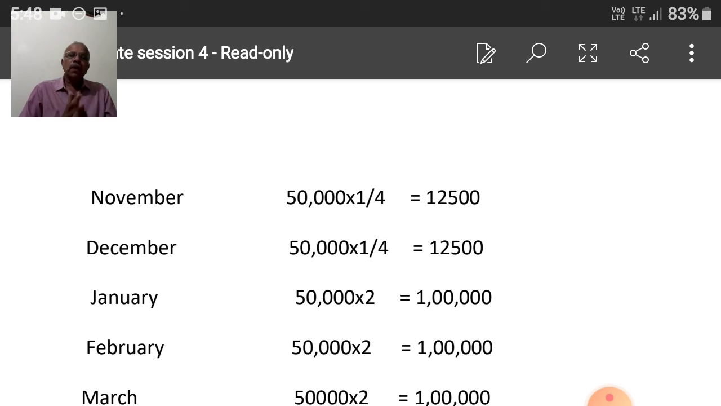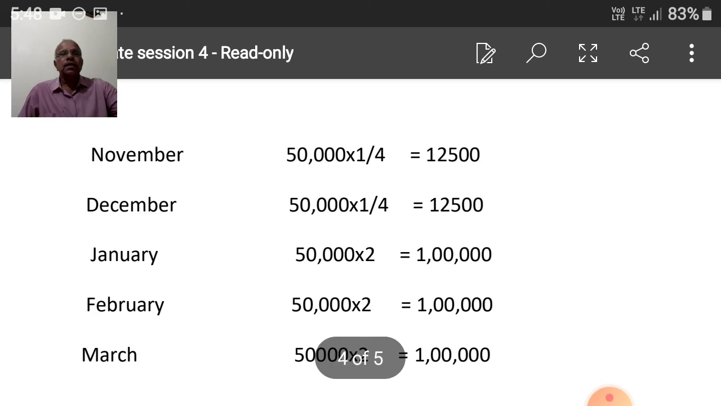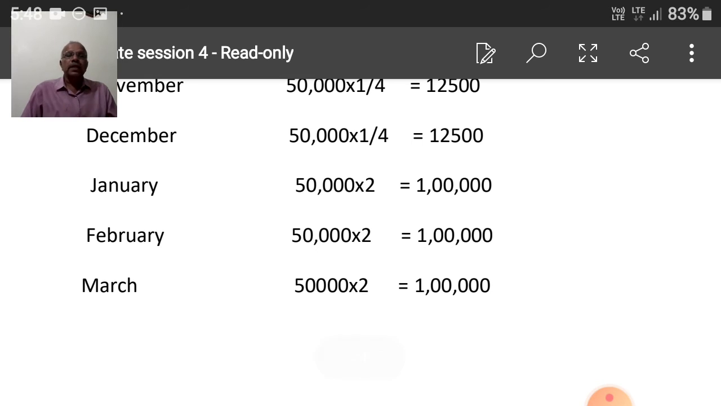January, February, March: double of the average monthly sales. January, 50,000 into 2, 1 lakh. February, 50,000 into 2, 1 lakh. March, 50,000 into 2, 1 lakh.